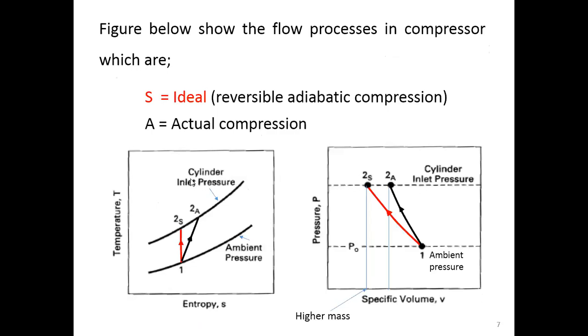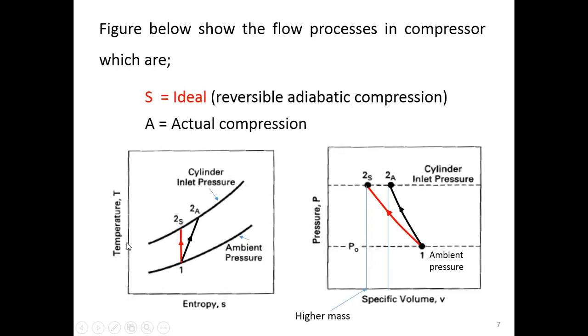Okay. The two pictures below show you the flow process that happens in the compressors. I show you both the T-S diagram, the temperature and entropy, on the left hand side. On the right hand side, you see the pressure and the specific volume. The letter S here stands for the ideal process, which is the reversible adiabatic compression, or the isentropic compression. A stands for the actual compression.